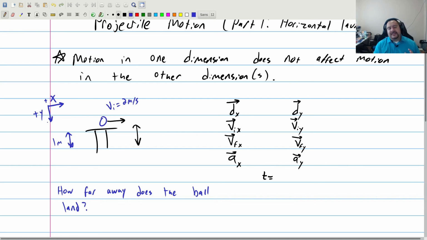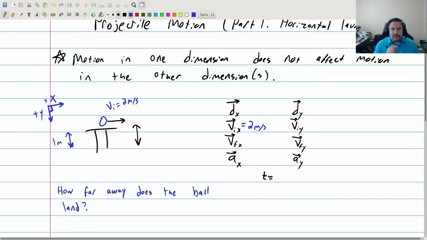The rule is you can choose up or down, left or right, whatever you want. You can choose at a weird angle if you want, but the two dimensions have to be 90 degrees to each other. And I didn't draw it well here, but pretend that's a 90-degree angle. So x is going to be horizontal, y is going to be vertical. Okay, the initial x here is going to be 2 meters per second.